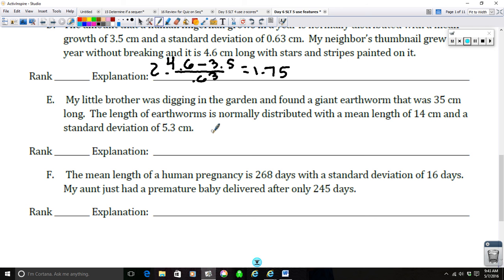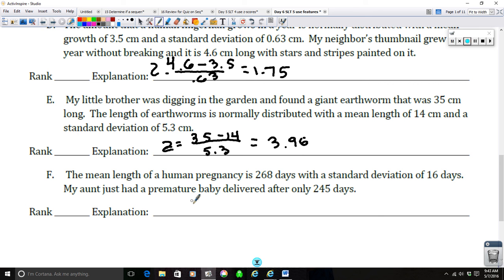E, my little brother was digging a garden, found an earthworm that was 35 centimeters long. So that's our X. And again, yuck. The length of the earthworms is normally distributed with a mean length of 14, so that's kind of big, and a standard deviation of 5.3. It is a pretty big standard deviation here, a big spread. But that's a 3.96 z-score above the mean.